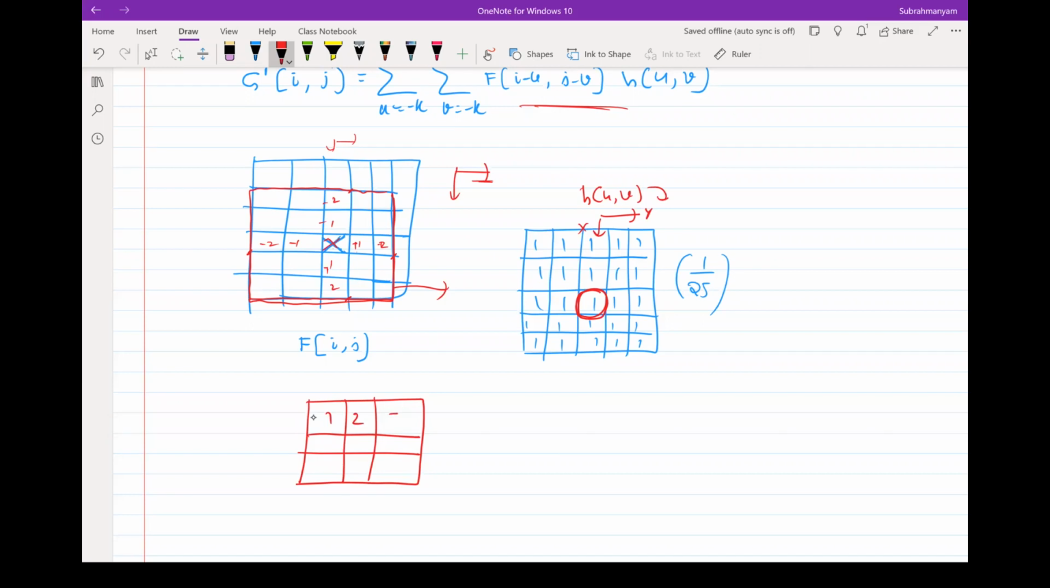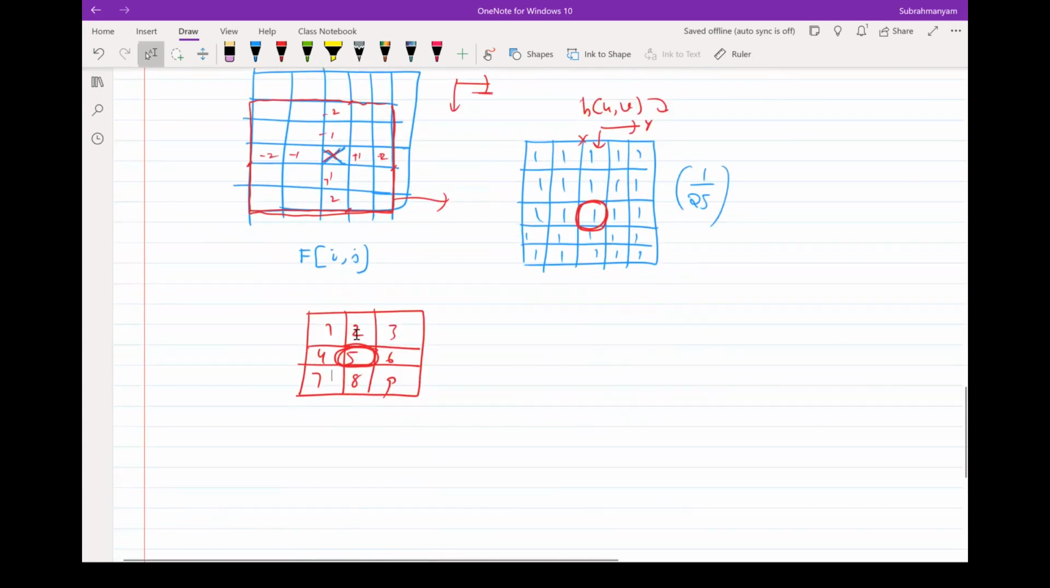Let's say I have 1, 2, 3, 4, 5, 6, 7, 8, 9. This is my center. The center is important here to keep note of, because based on that only the flipping would happen. Whatever the direction is doesn't really matter once you know the center. So now, this is your h of u comma v, I want h of minus u comma minus v. How do you get that?